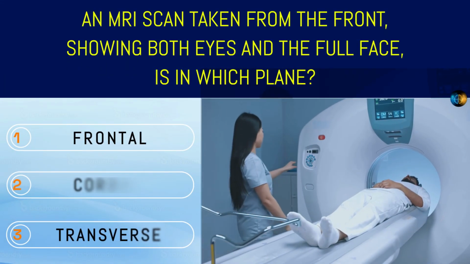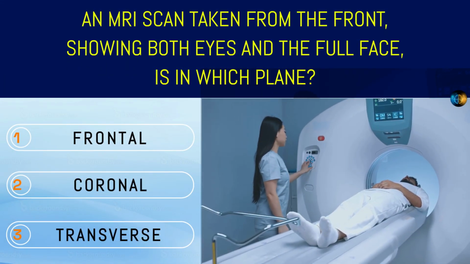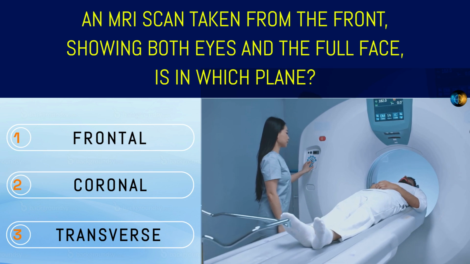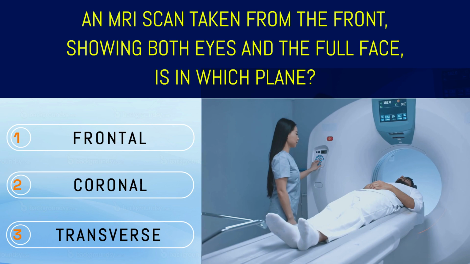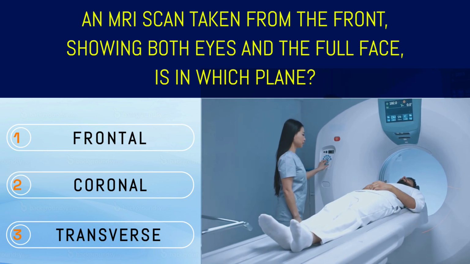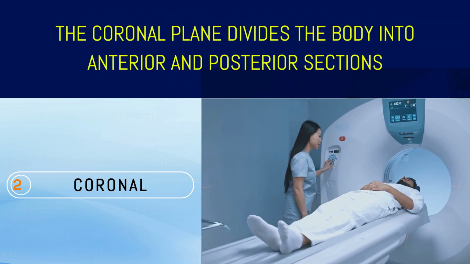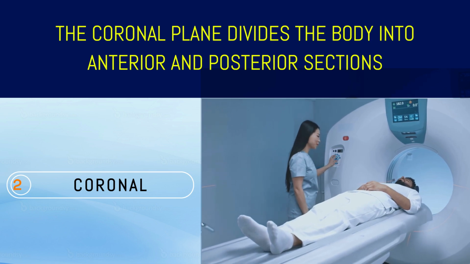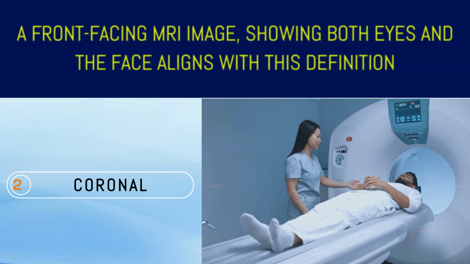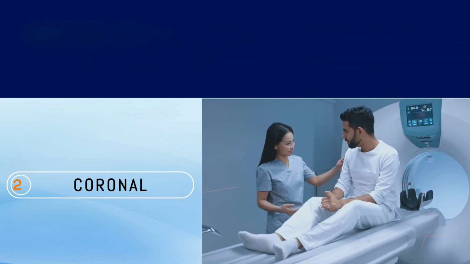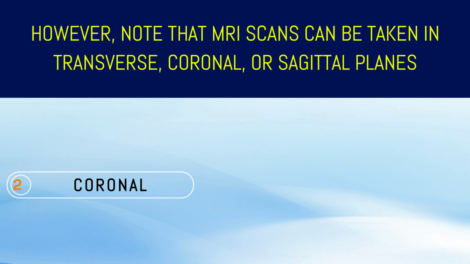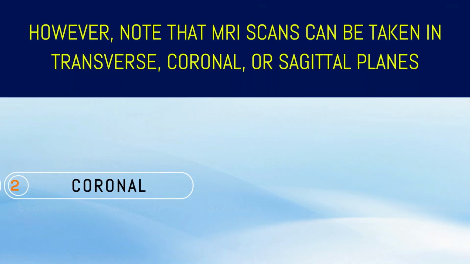An MRI scan taken from the front, showing both eyes and the full face, is in which plane? Frontal, coronal, or transverse? Coronal. The coronal plane divides the body into anterior and posterior sections. A front-facing MRI image, showing both eyes and the face, aligns with this definition. However, note that MRI scans can be taken in transverse, coronal, or sagittal planes.